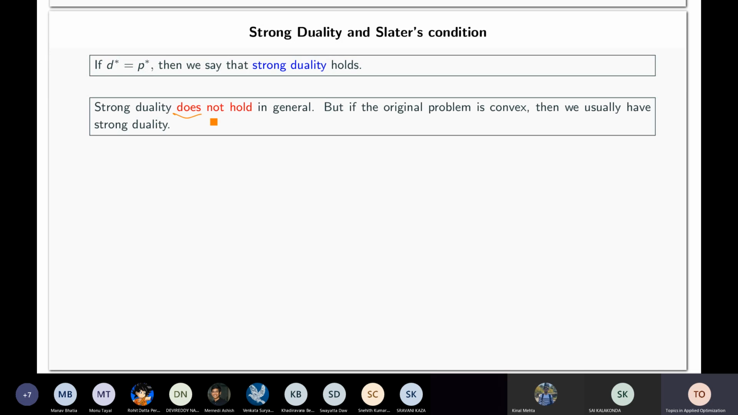Okay. The strong duality does not hold in general. So you should remember this. Strong duality is not always given. But if the original problem is convex, then we usually have strong duality. If the original problem is convex, then you are guaranteed to have strong duality. In other words, the dual optimal that you will get will be equal to the primal optimal. But it's not the if and only if case. There may be non-convex problems as well. Your original problem may be non-convex, but still the strong duality may hold. What this is trying to say is that if it is convex, then it is guaranteed. If it is non-convex, it may or may not imply strong duality.